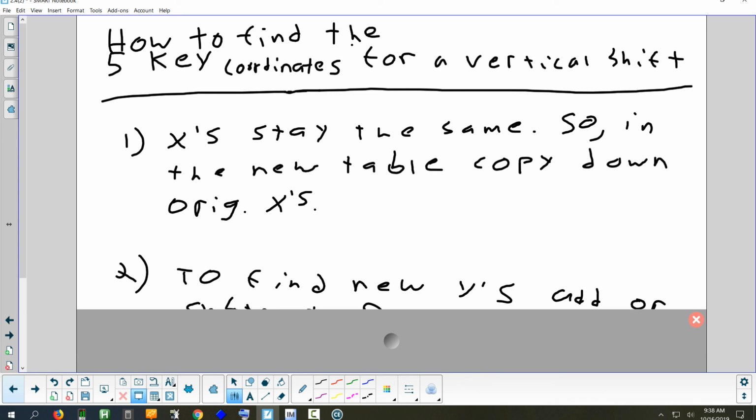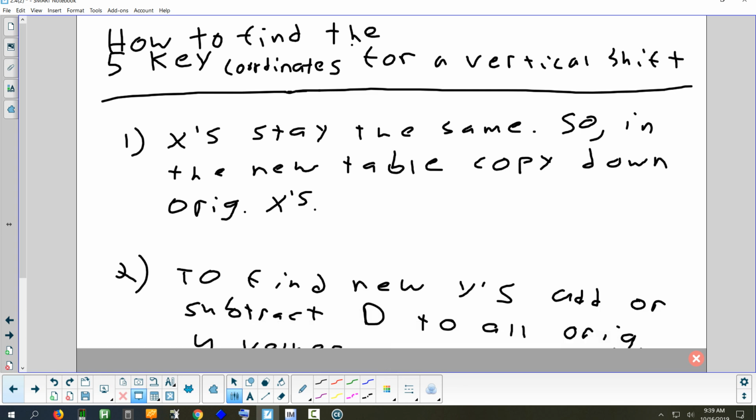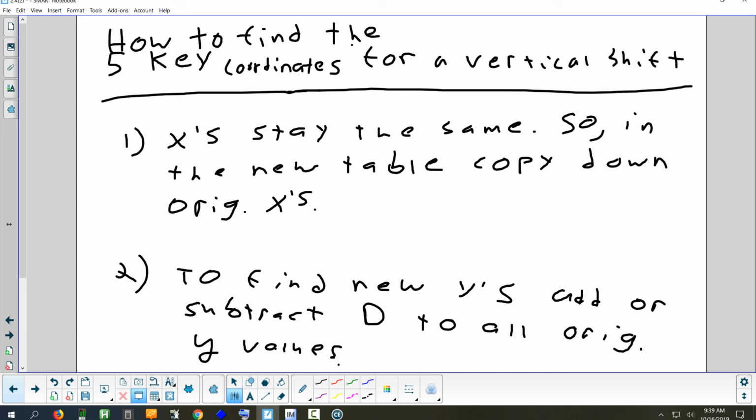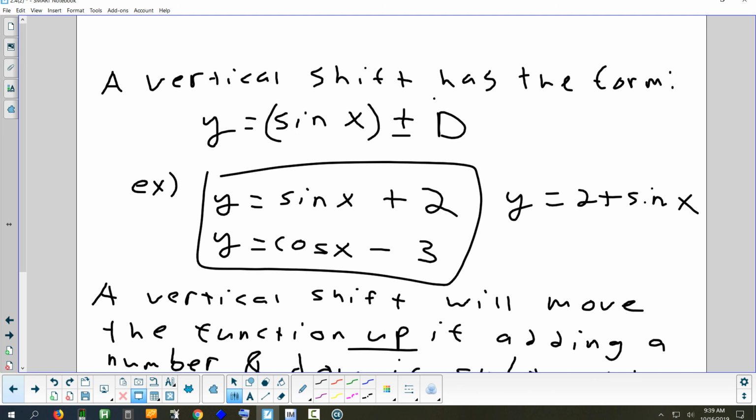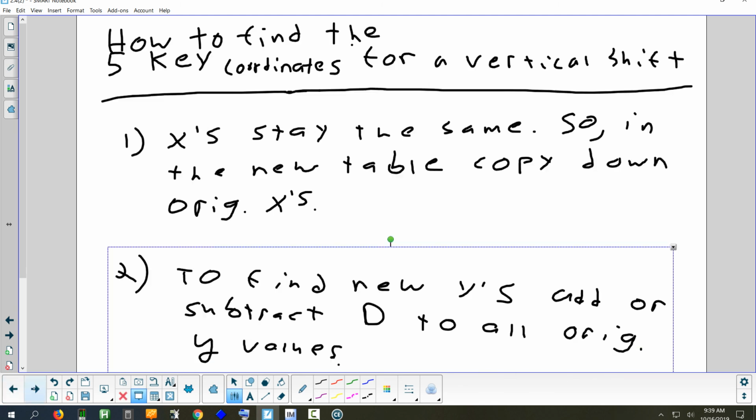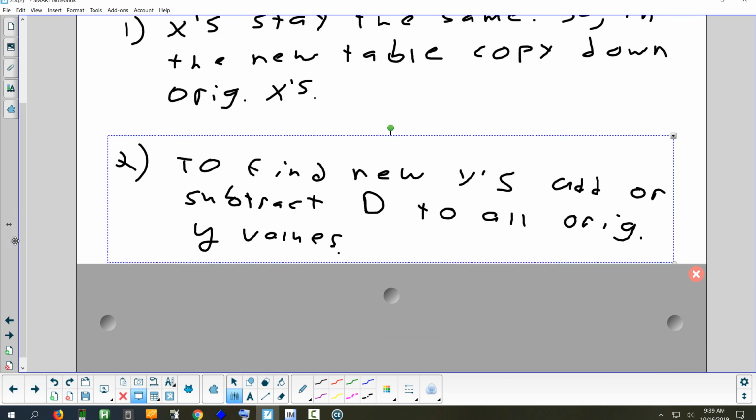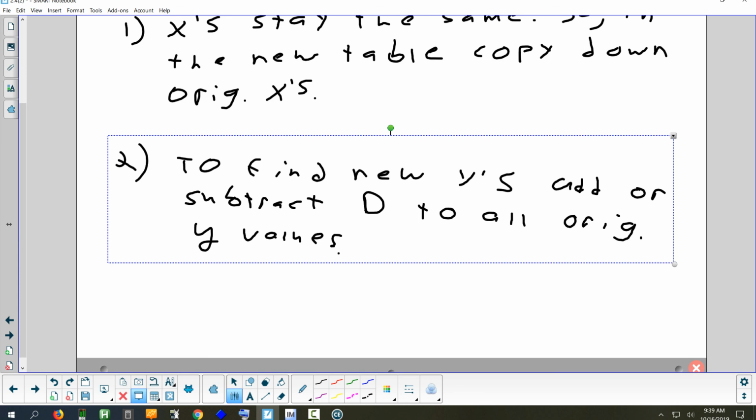Now, this time the arithmetic is even easier to find the new y's. You don't even have to multiply. I mean, multiplying by 1s and 0s, it's still pretty easy. But this time, all you have to do is look at the number that's at the end. Okay, I called it D. It's the number that's right here. Look at what you've added or subtracted and do that to all the original y values. Don't do the opposite.